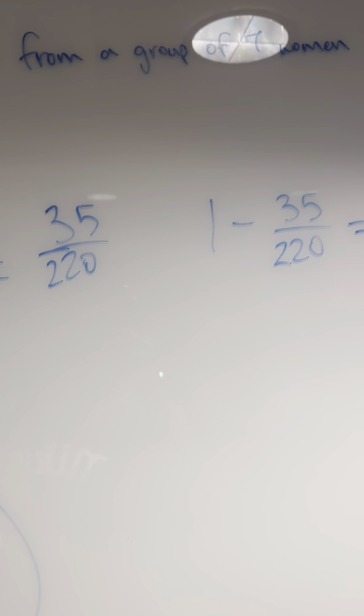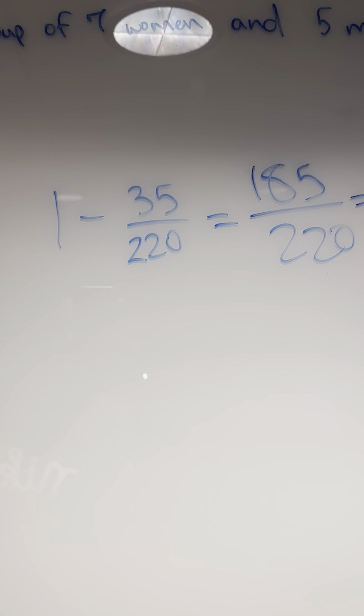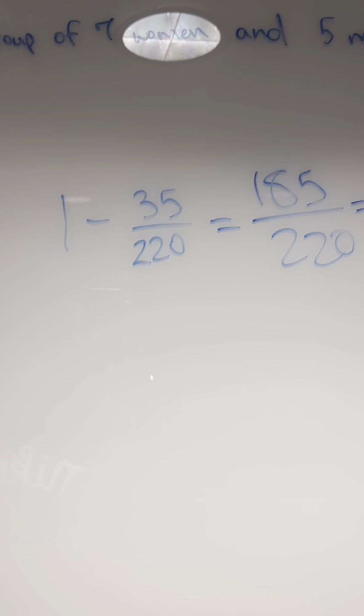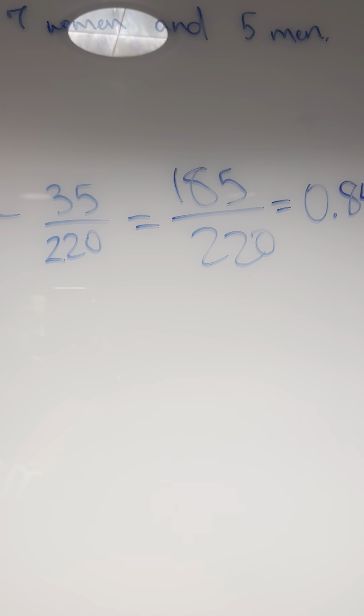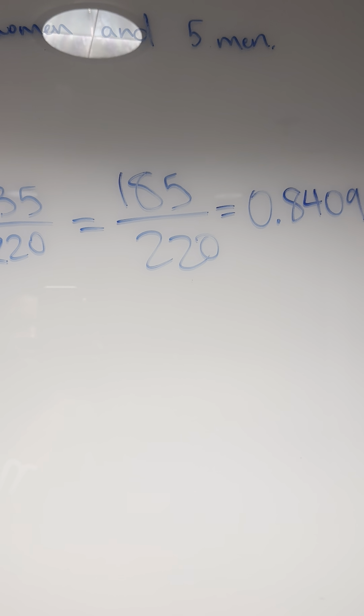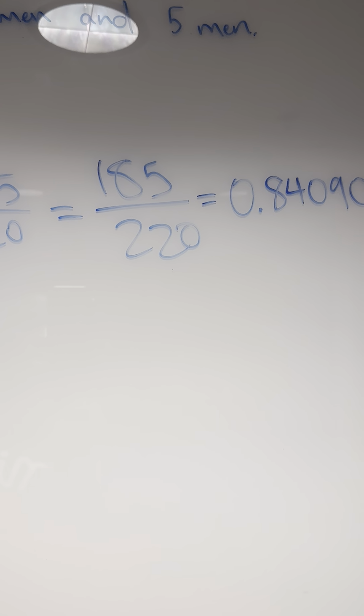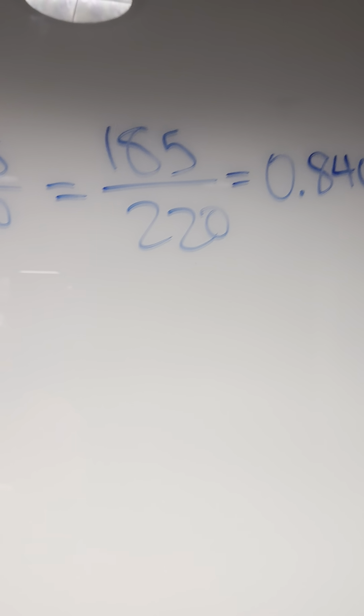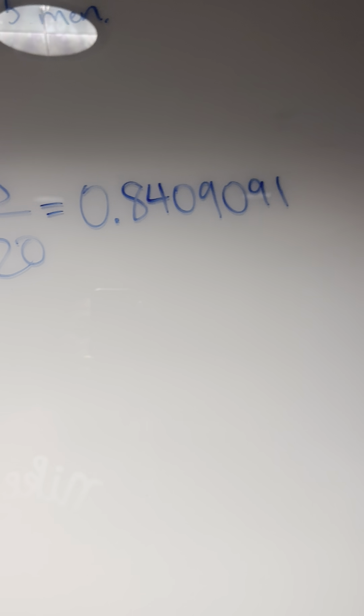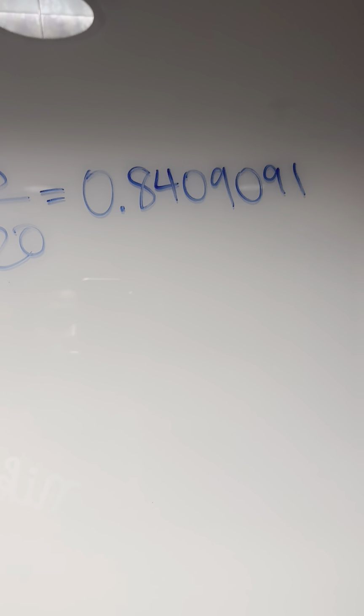Then I took this fraction and subtracted it from 1. So 1 minus 35 over 220 is equal to 185 divided by 220. The decimal form of that fraction is 0.8409091.